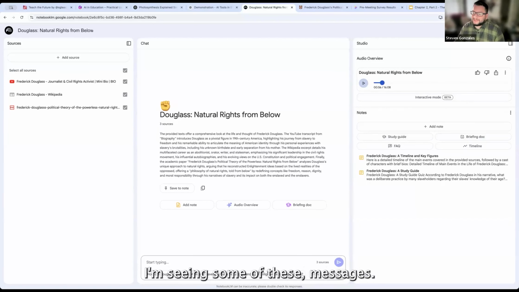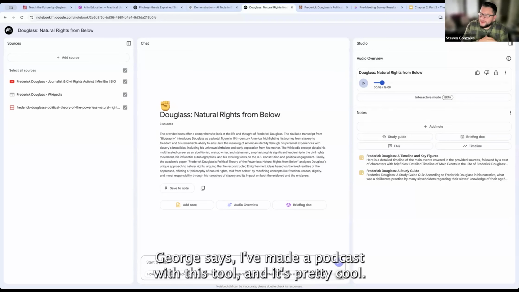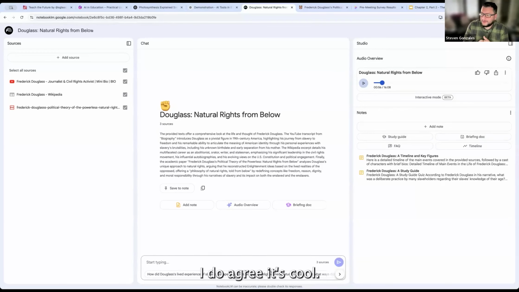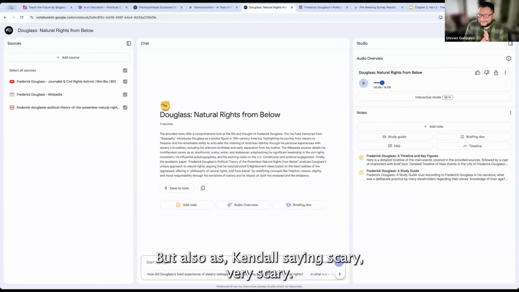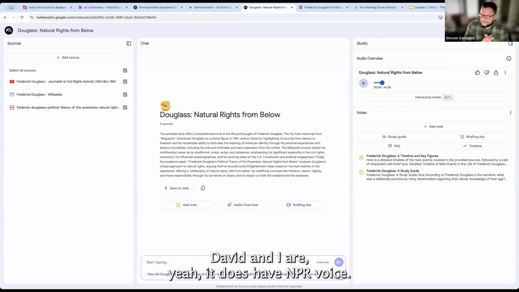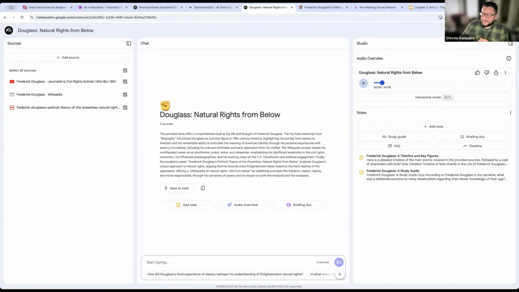I'm going to pause right there. I'm seeing some of these messages. George says, I've made a podcast with this tool and it's pretty cool. I do agree it's cool, but also, as Kendall is saying, scary, very scary. David says yeah, it does have an NPR voice.